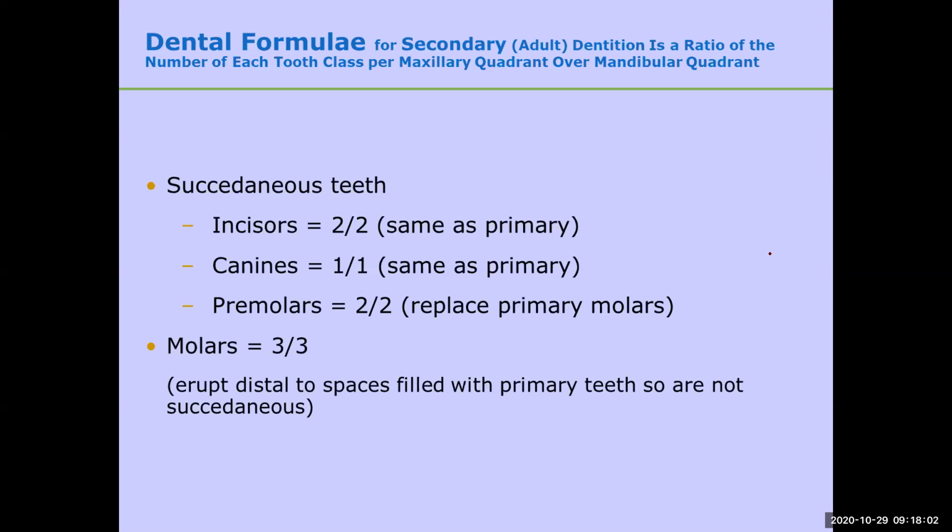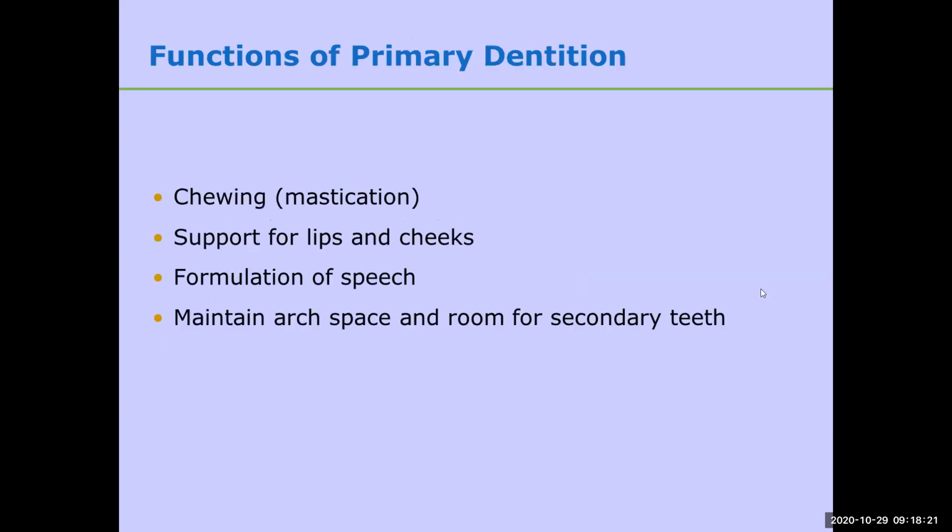So those are all succedaneous, but your first molar, second molar, third molar in the permanent dentition erupt distal to those spaces. So the 6-year molar, the first molar, erupts behind all the deciduous teeth. They are not succedaneous. They don't replace anything.